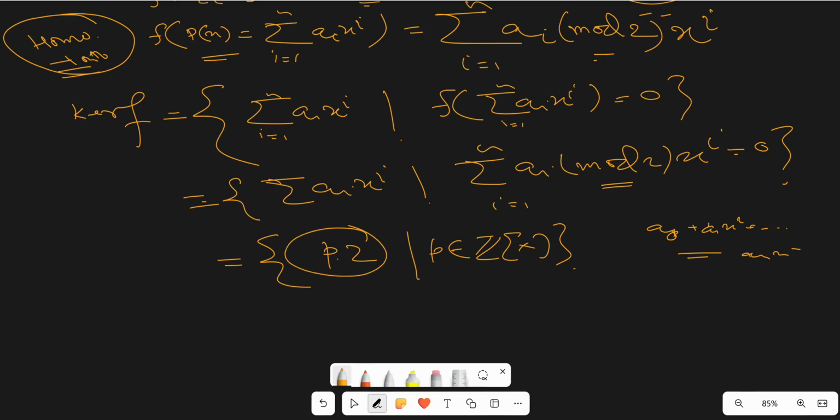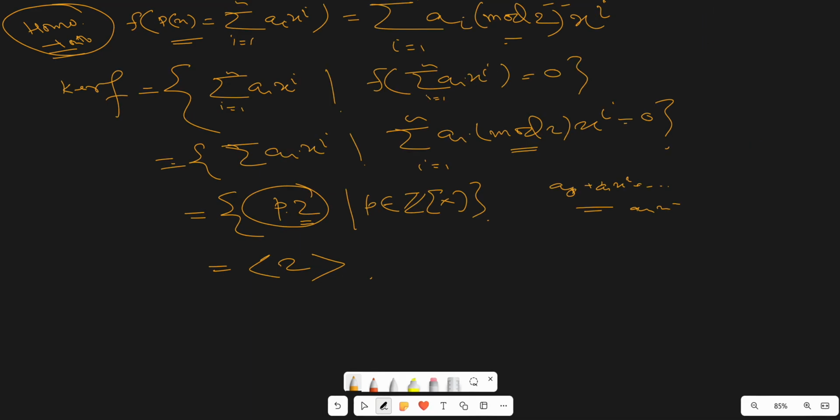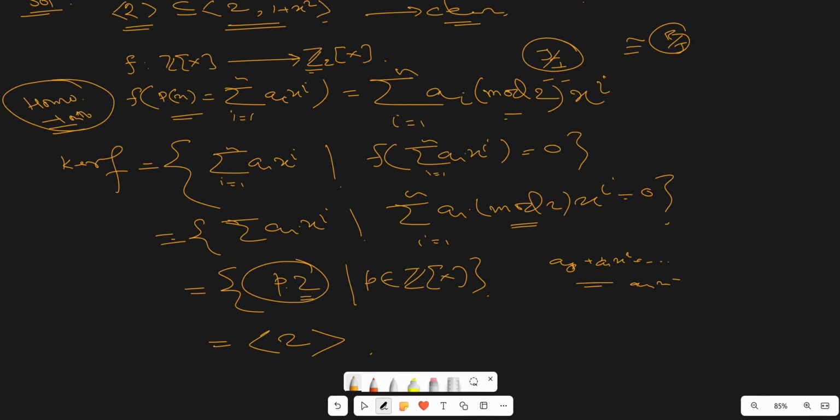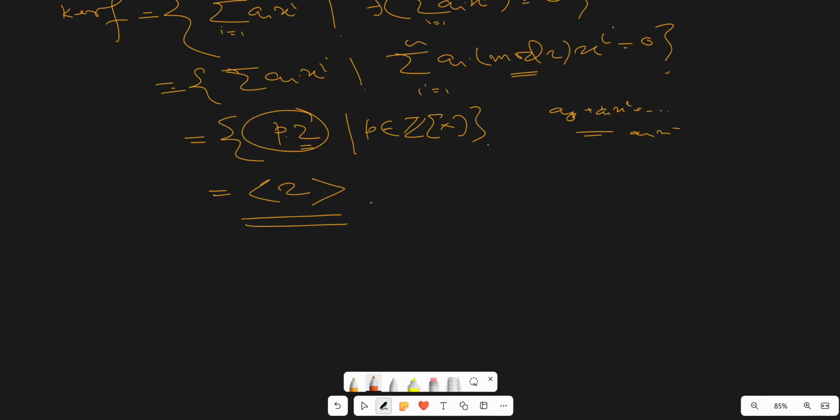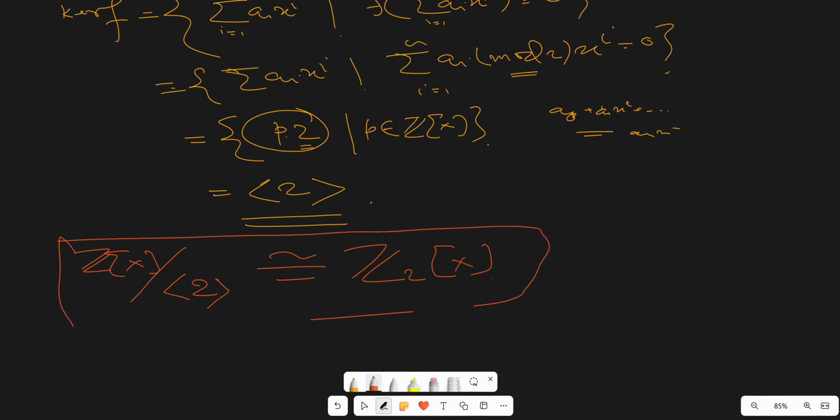So if you take this kind of polynomials, the polynomial is any type of polynomial, and if the coefficients are taken modulo 2, then it will definitely be 0. What is this? This is nothing but the ideal generated by 2. So your kernel is this, also the map is onto, so as a first isomorphism theorem, Z[x] by the kernel, the ideal generated by 2, is isomorphic to Z_2[x]. This is the first observation that you should make.